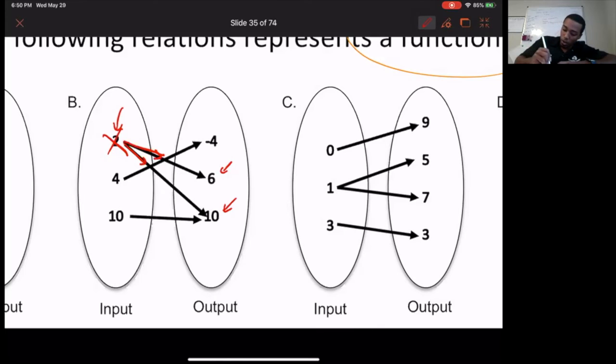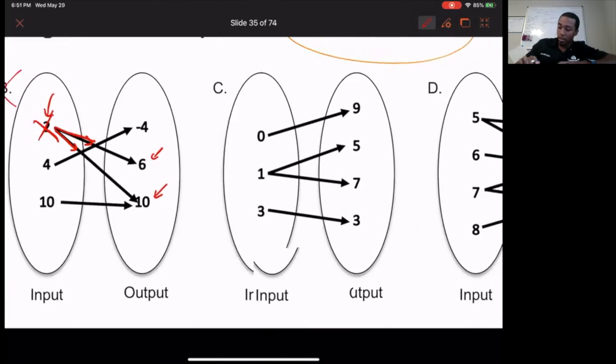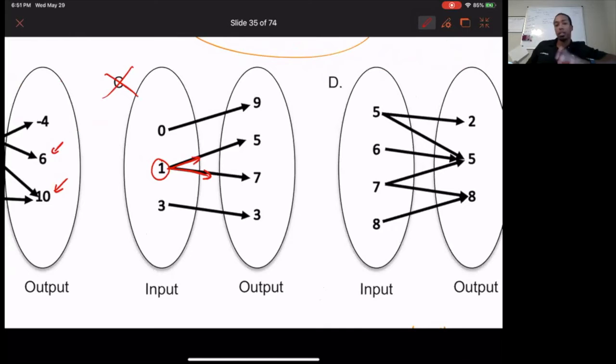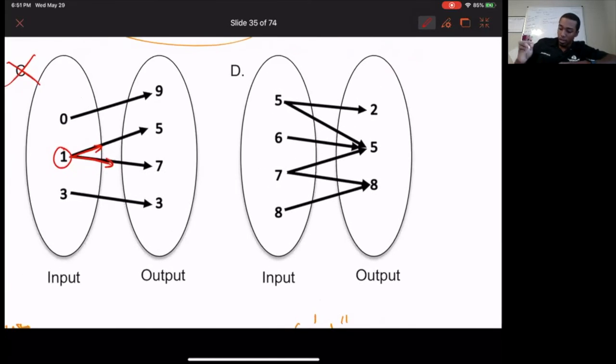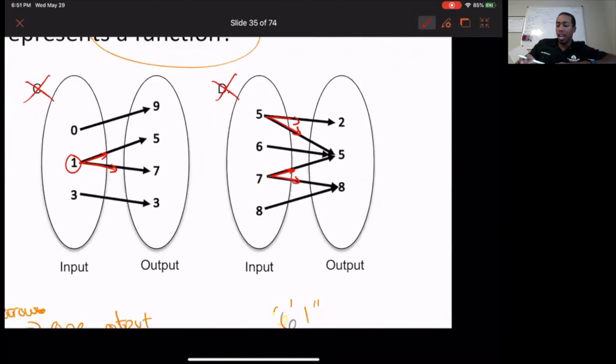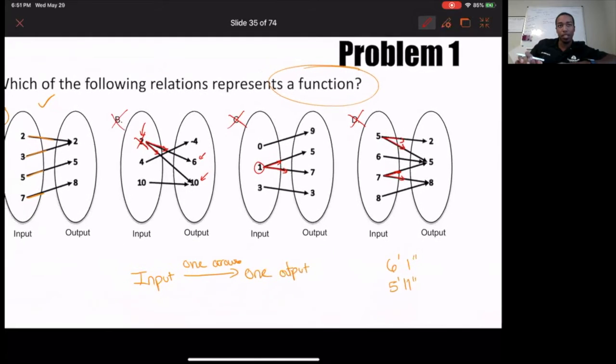So this is incorrect. If I look at C, check out 1 over here. Arrow, arrow, incorrect automatically. D, arrow, arrow, arrow, arrow. What? No, not a function. So give me a Y or a yes if this is making sense. Give me a nay or a no if this is not making sense.